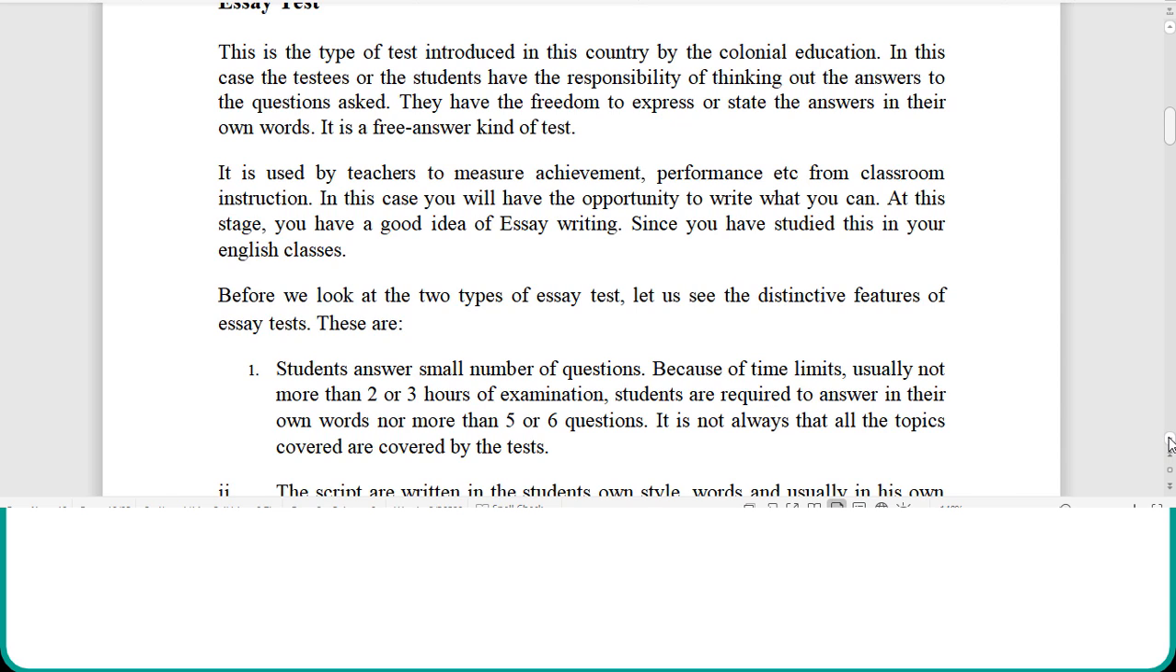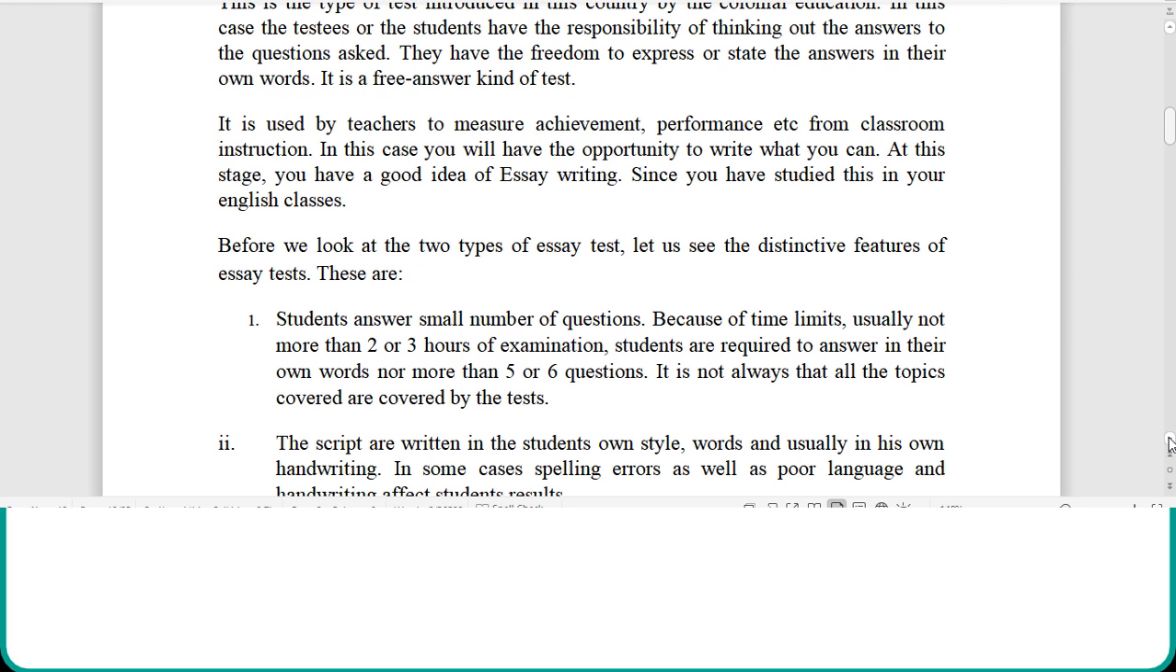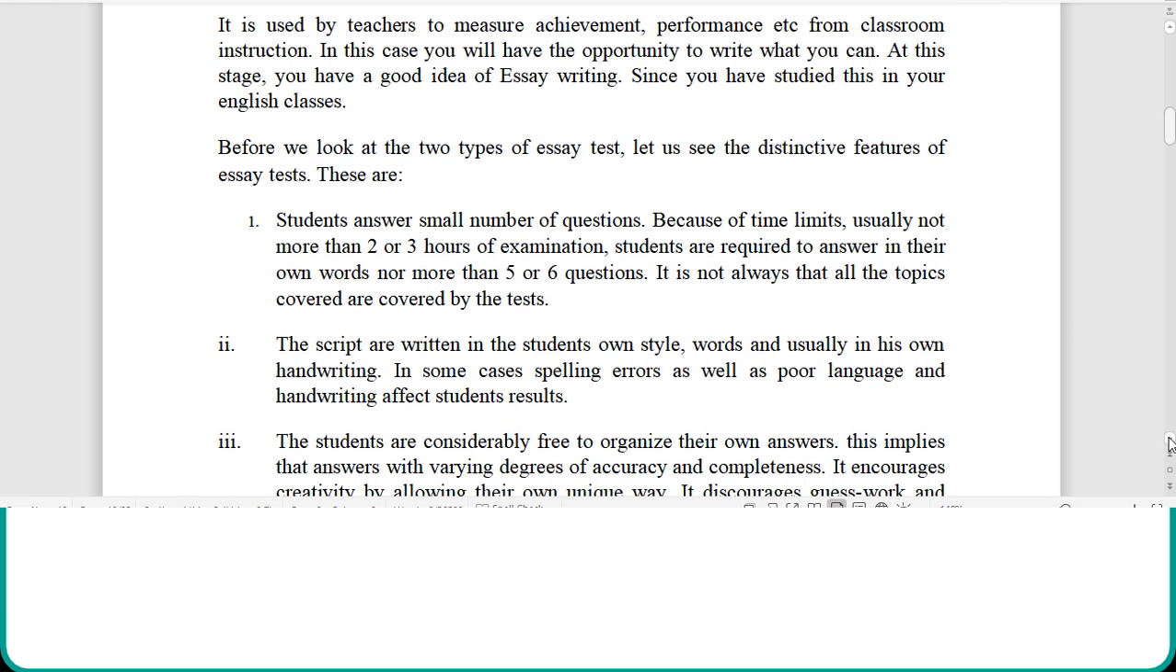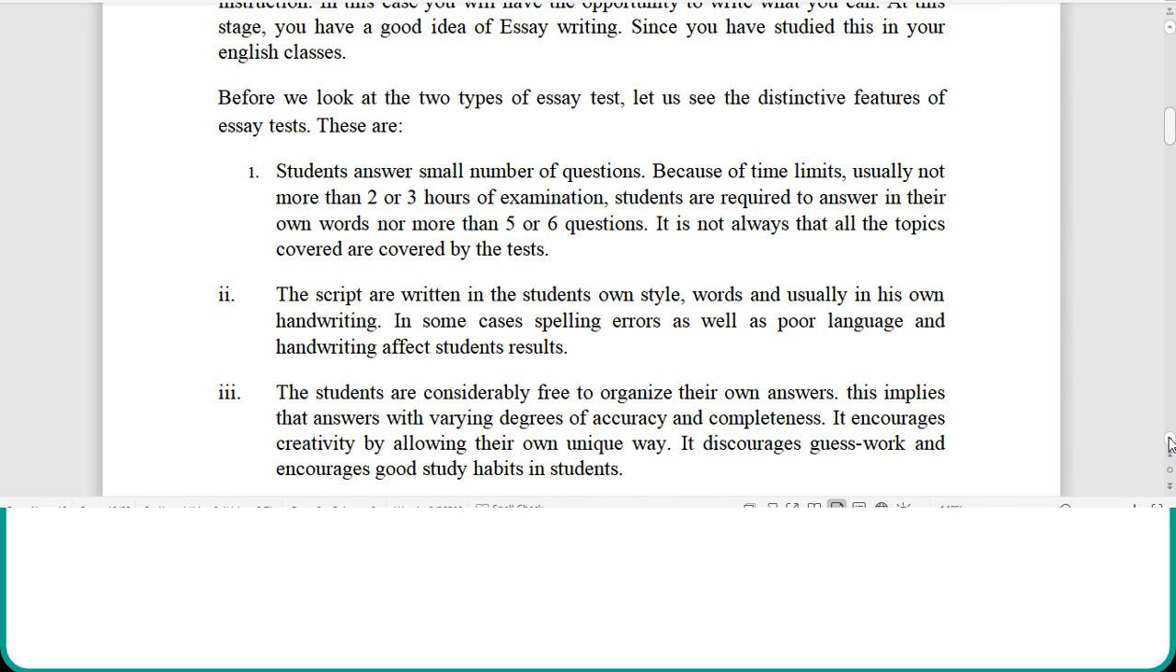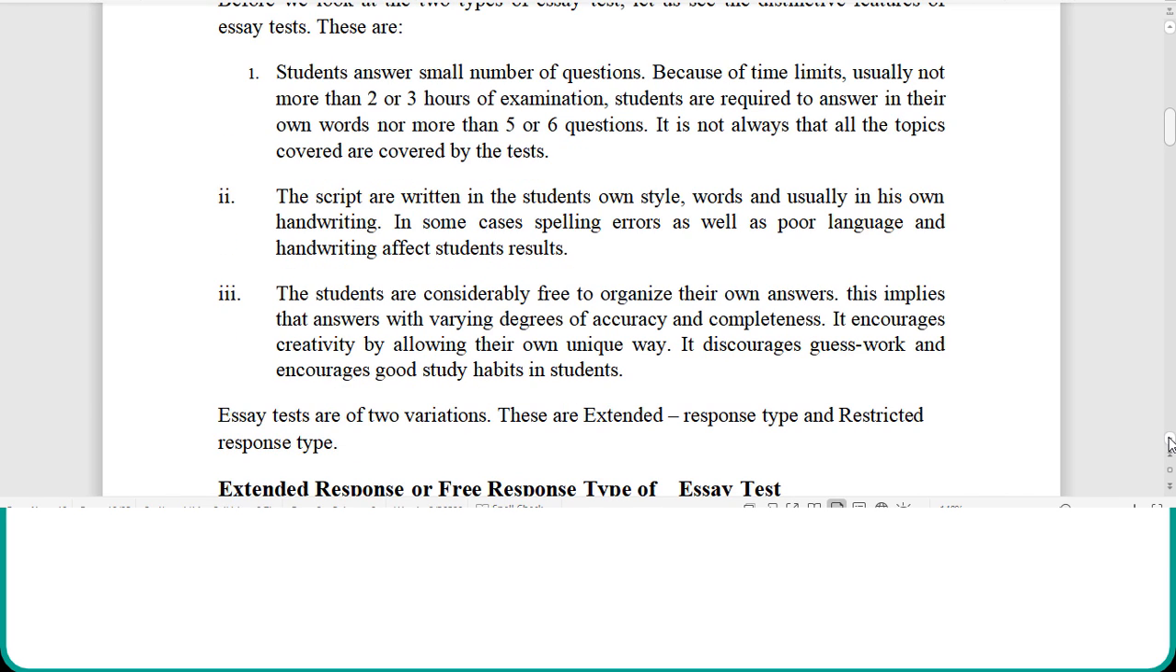At this stage, you have a good idea of essay writing since you have studied essay writing in your English classes. So, before we look at the two types of the essay test, let's see the distinctive features of the essay test. The students answer a small number of questions because of time limits, usually not more than 2 or 3 hours of examination. Students are required to answer in their own words, no more than 5 or 6 questions.